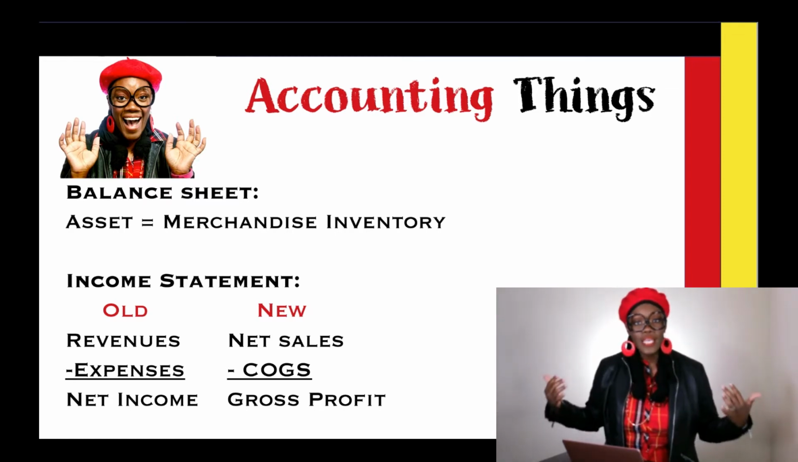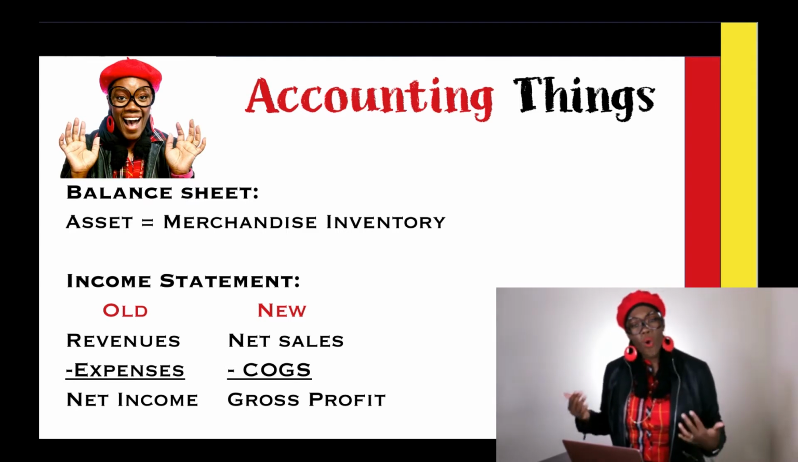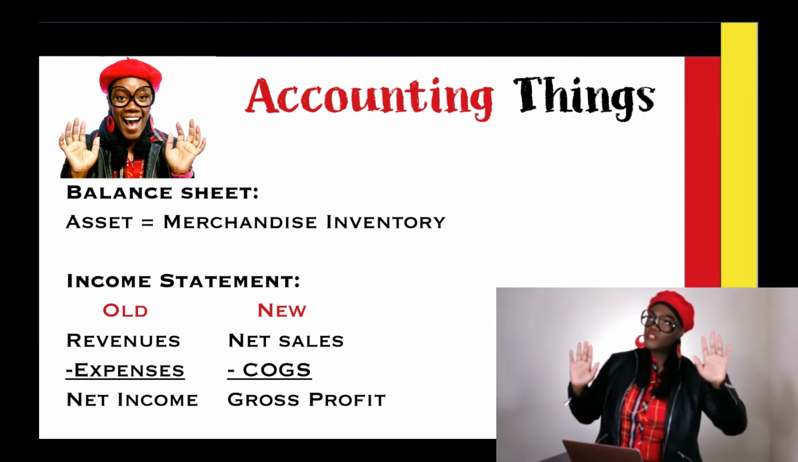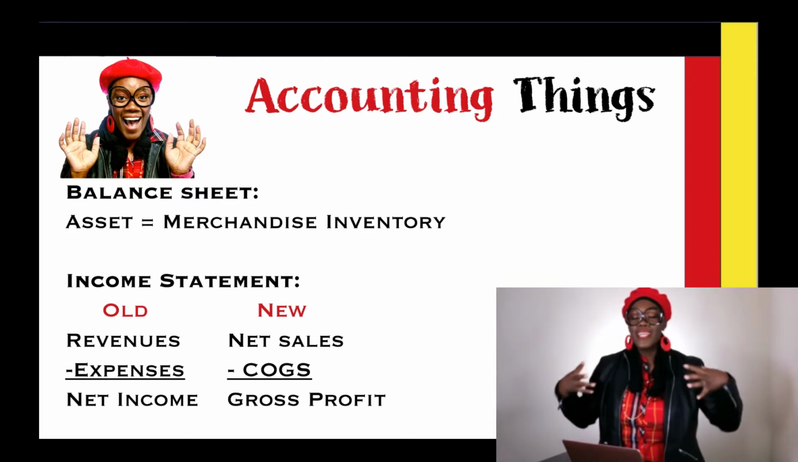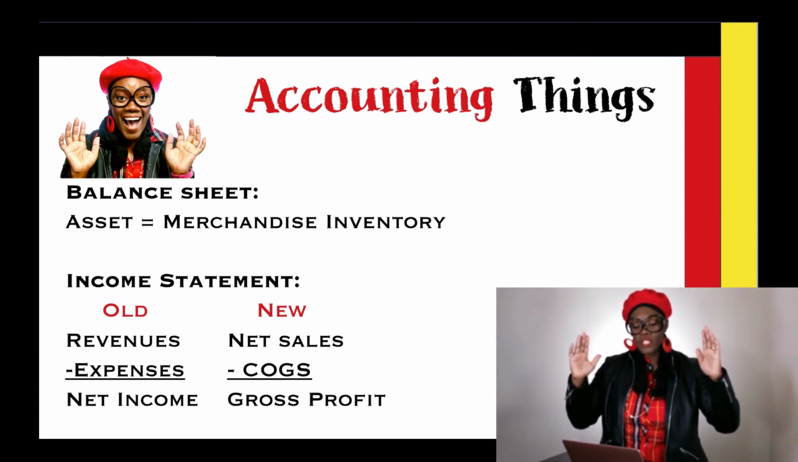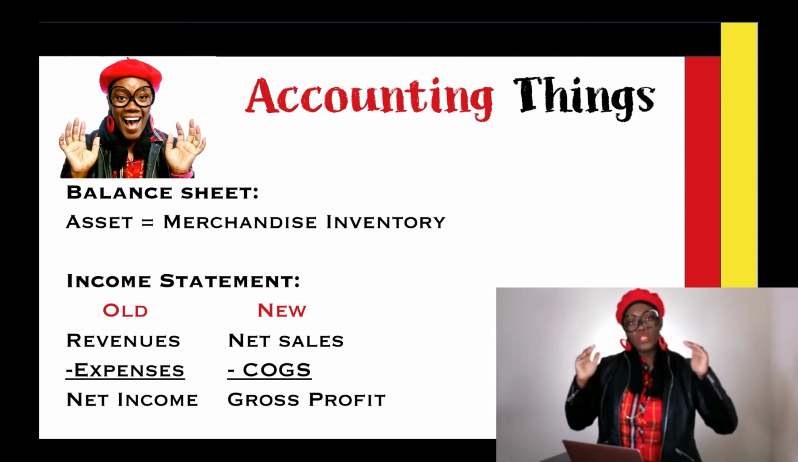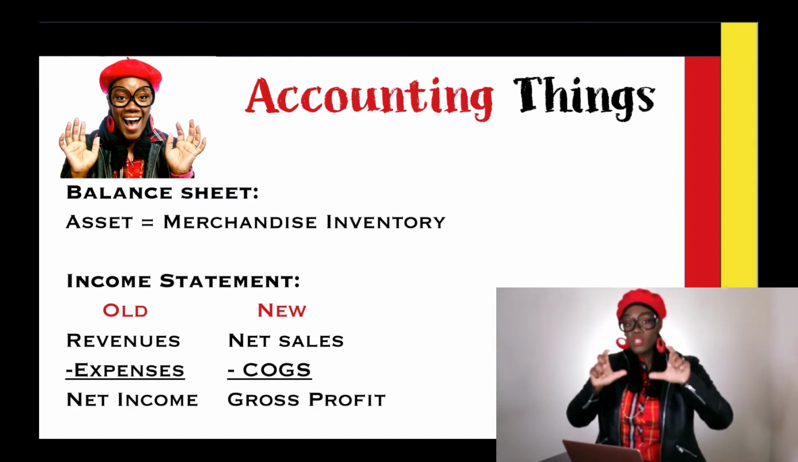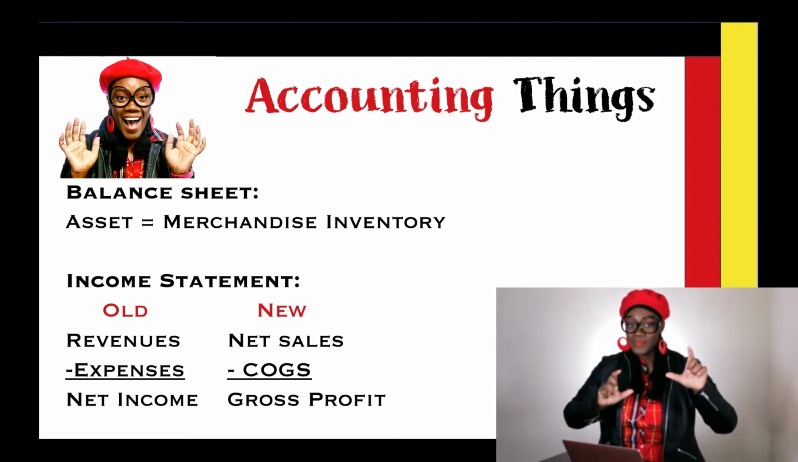And then on the income statement, the old way that we used to show information was revenue minus expenses equals net income. Now we have net sales minus cost of goods sold equals gross profit. We're going to talk a lot more about that in a little bit, but I wanted to start there by making that distinction.